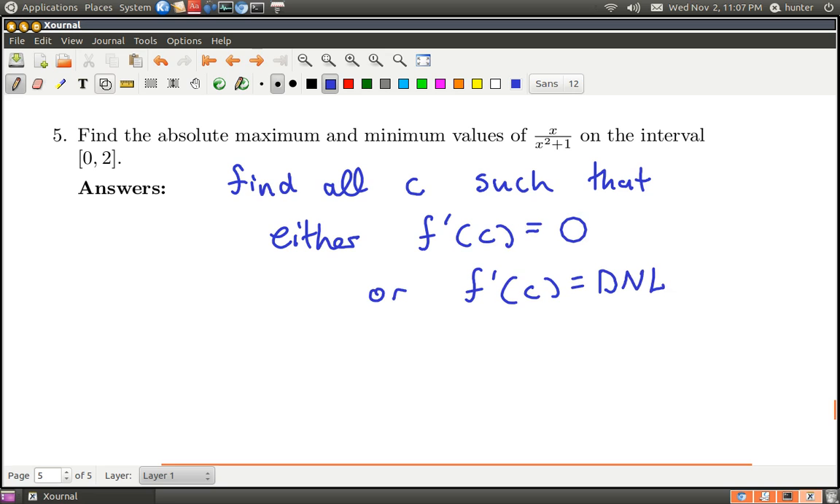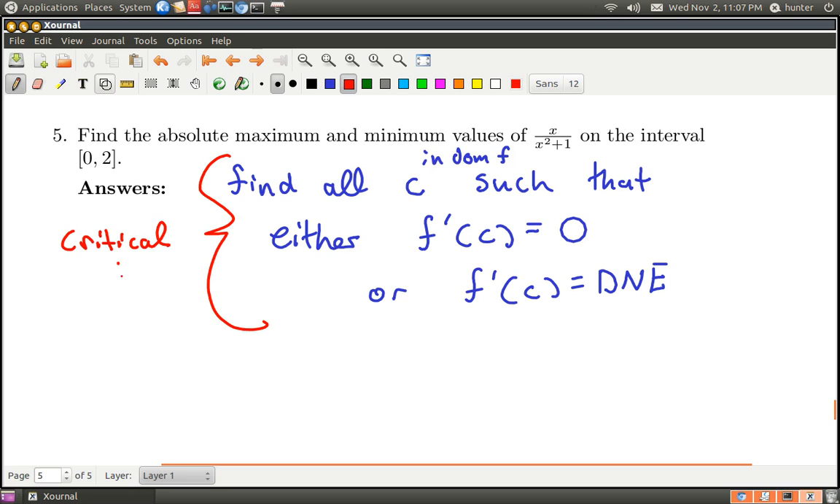And there's this little detail that sometimes matters, usually it doesn't. C has to be a number for which f is actually defined. So C is in the domain of f. And that's what a critical number is. This is the definition of a critical number.